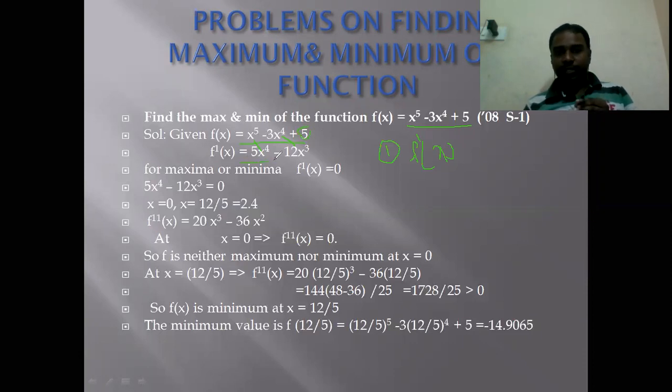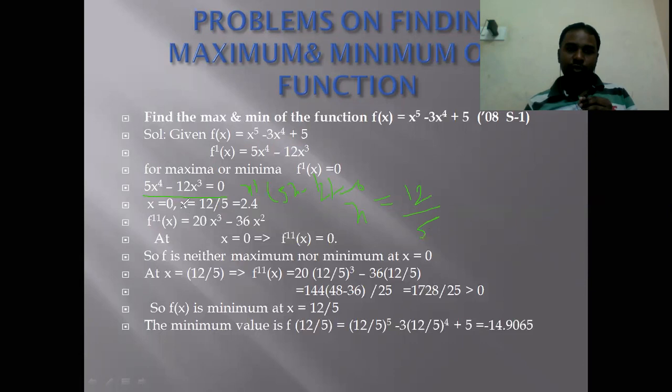After finding the derivative, for finding maxima and minima, we equate it to 0 and simply solve that equation. So 5x power 4 minus 12x cube is equal to 0. Solving this equation, we can take x cube common, and the remaining is 5x minus 12 equal to 0. Therefore x is equal to 12 by 5.